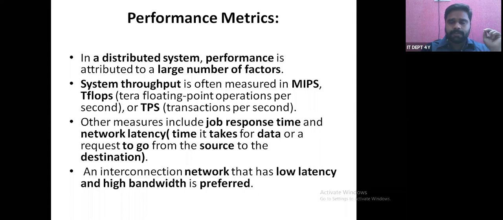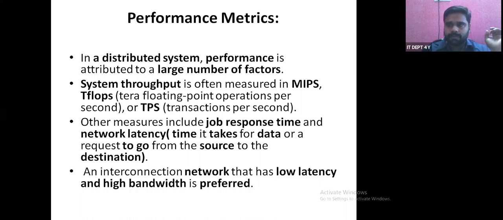Okay guys, for distributed systems, performance is measured by very different factors. One is system throughput, which is measured with the help of MIPS, million instructions per second: how many million instructions are executed per second. If it is very high, you can say the system is good performance-wise. Likewise, TFLOPS is also one of the performance metrics. TFLOPS means tera floating point operations per second: how many floating point operations are executed per second. If it is high, more operations are executed, so we can say the system is performing very well. Likewise, transactions per second is also one of the measures. All these come under system throughput.